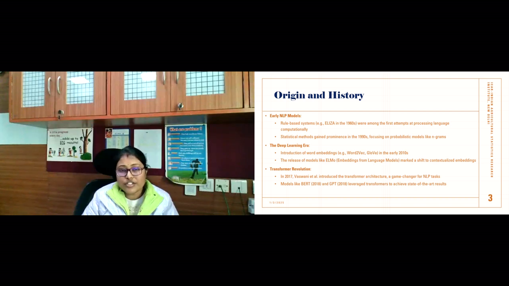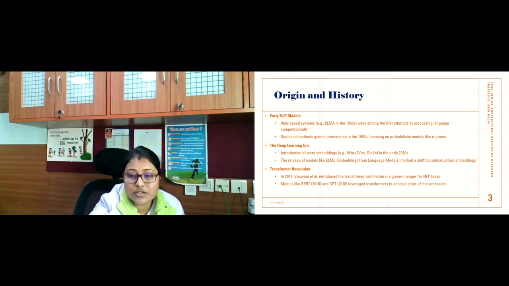So to talk about the origin and history, we can say that NLP models have evolved from statistical, rule-based models to neural language models, and from neural language models to pre-trained language models, and from pre-trained language models today we are standing at large language models. As I told you in the previous slide, large language models are not one model, there are multiple models. The most famously used models are BERT, which stands for Bidirectional Encoder Representations from Transformers, and GPT, Generative Pre-trained Transformers. They have leveraged the transformer architecture to achieve state-of-the-art results.